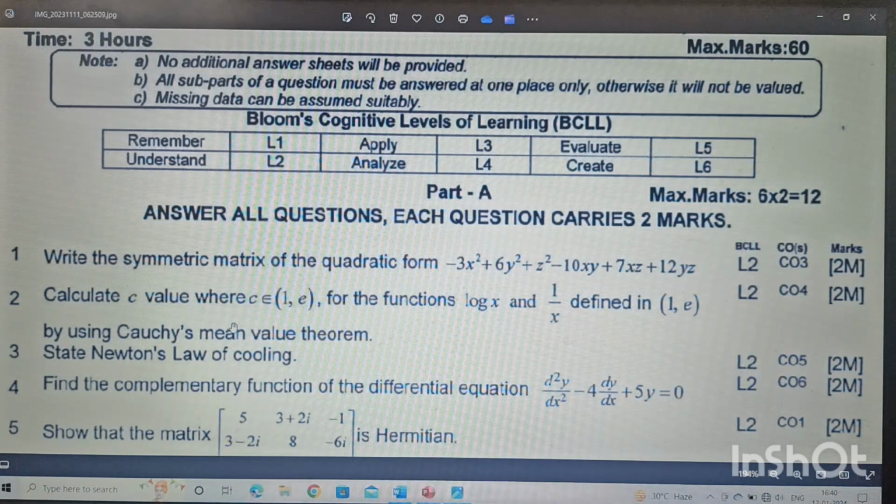And the second one, calculate C value of Cauchy's mean value theorem. Given log x and 1 by x, f of x is equal to log x, g of x is equal to 1 by x in the interval 1 comma e. Okay na. So next third question is state Newton's law of cooling.